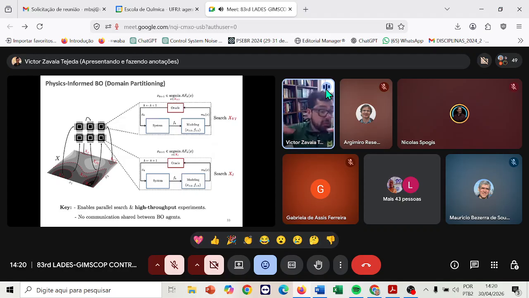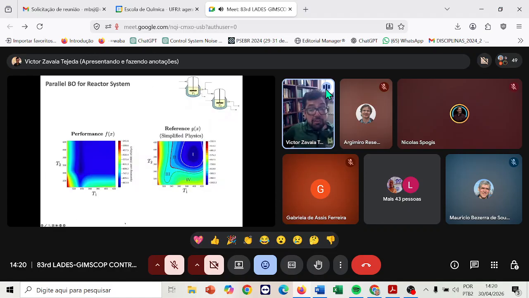This allows you to do high throughput experiments, right? So if you have a parallel cluster, or you have multiple reactors or whatever that is, you can search in these different regions independently, right? So this is how the partitioning looks for a simple example, right?